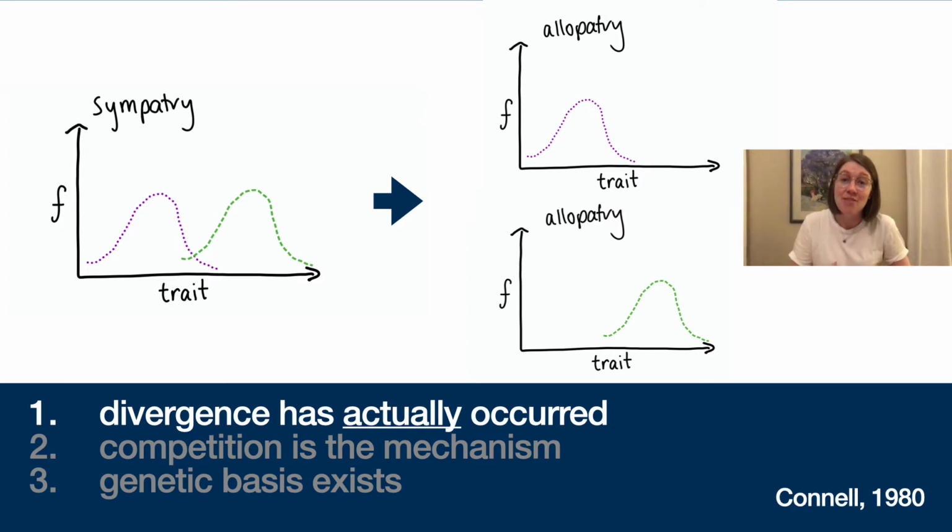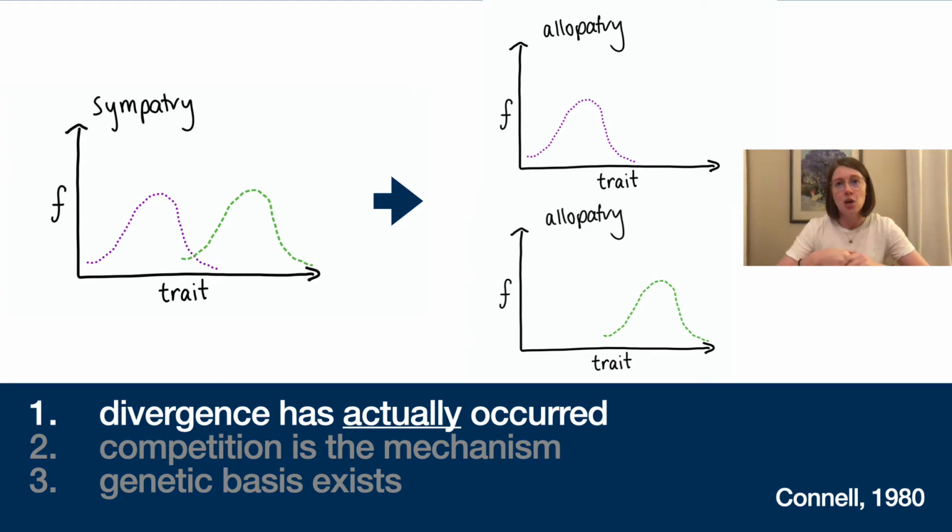The first was that divergence has actually occurred, which is the one we'll focus on today. And then he also offered further criteria that competition needs to be demonstrably the mechanism, and then there needs to be a genetic basis for this divergence. But as I said, we're going to focus on the first criteria, which is identifying whether or not divergence has actually occurred at a species level.